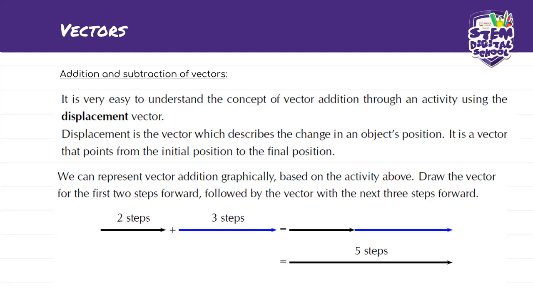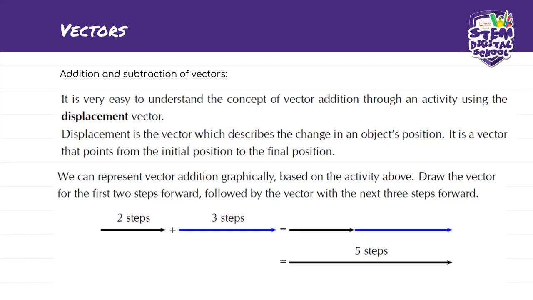It is a vector that points from the initial position to the final position. Like I told you guys, if you move 50 kilometers forward and then you move 30 kilometers back, your displacement in this case is going to be your start to finish. So it's going to be the 20 kilometers, because you subtracted the 30, right? It's 50 minus 30. So your displacement is now 20 kilometers.